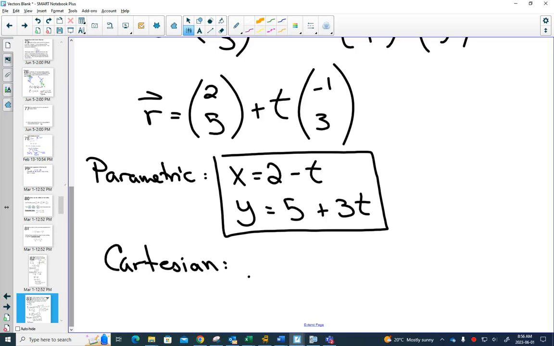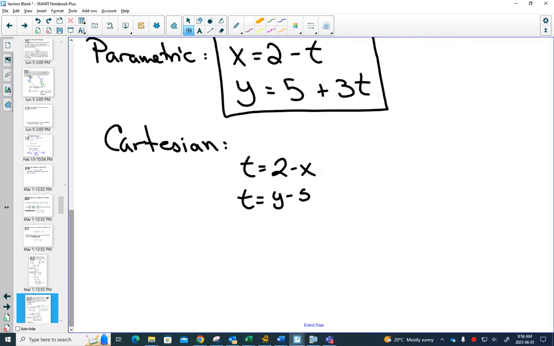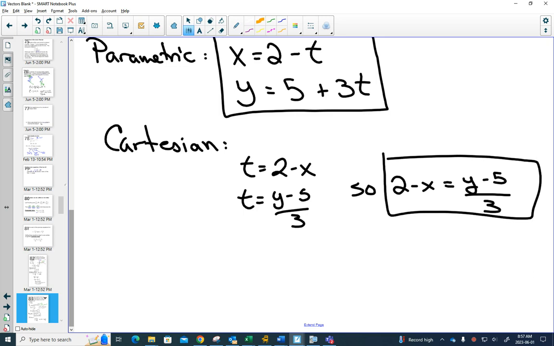So in the one, t would equal 2 minus x. And in the other one, t would equal y minus 5 divided by 3. There's your Cartesian form. And if you wanted to rearrange that and solve for y, you would get y equals mx plus b.